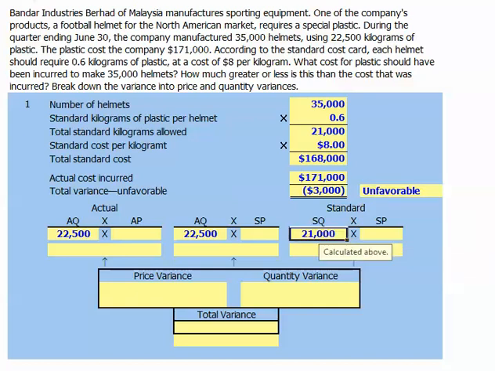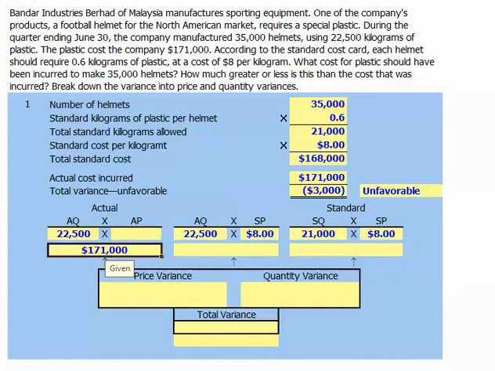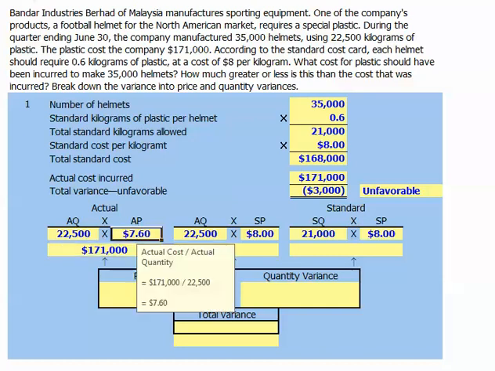Our standard quantity we've just calculated from above, and that was 21,000 kilograms. Our standard price was given at $8 per kilogram, and we were given our actual quantities. We don't have an actual price, but we were told our actual cost incurred was $171,000, which allows us to back into the actual price. We can do that by dividing the $171,000 actual cost by the 22,500 kilograms of plastic we purchased, and we find we had an actual price of $7.60.